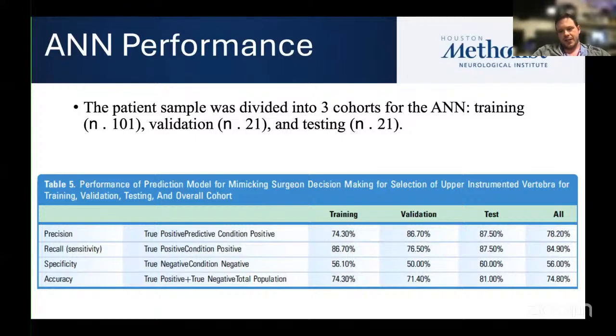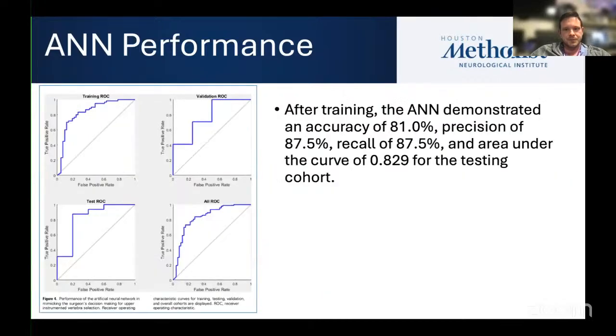And that's interesting. They had a pretty good accuracy for their testing cohort at 81%. So 4 out of 5 times the algorithm would accurately predict what the surgeons would choose. And the overall area under the curve for the testing cohort was acceptable at 0.829. So it seemed to have some good predictive power.